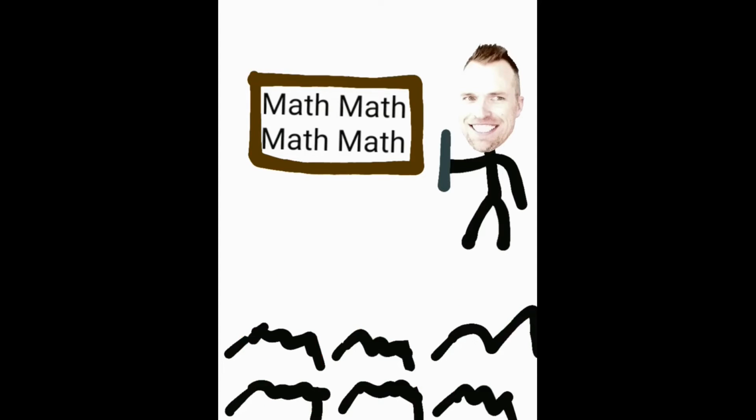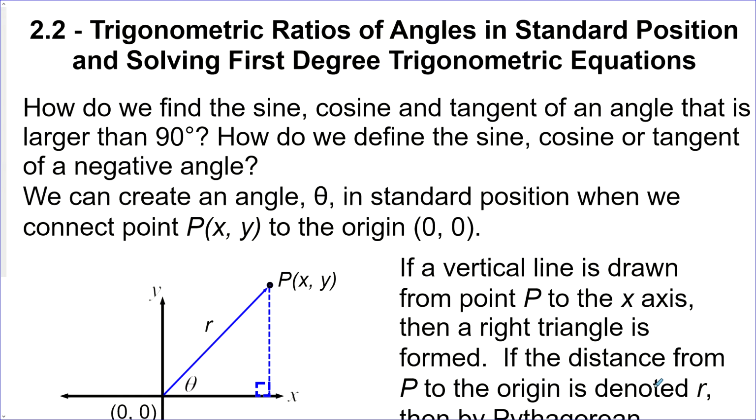Oh man, again? 2.2, trigonometric ratios of angles in standard position and solving first-degree trigonometric equations. How do we find sine, cosine, and tangent of an angle that's larger than 90 degrees? We'll look at that. And how do we define sine, cosine, or tangent of a negative angle? We'll look at that too.